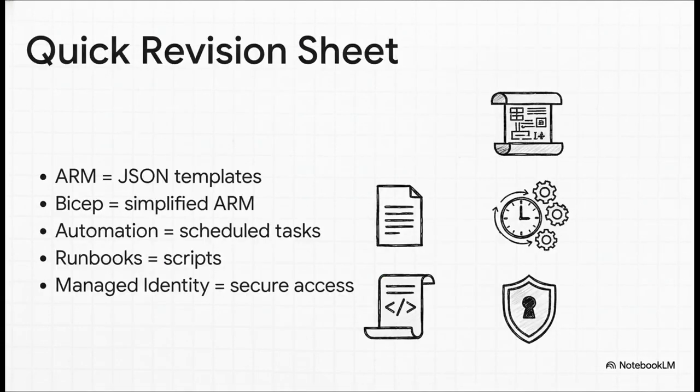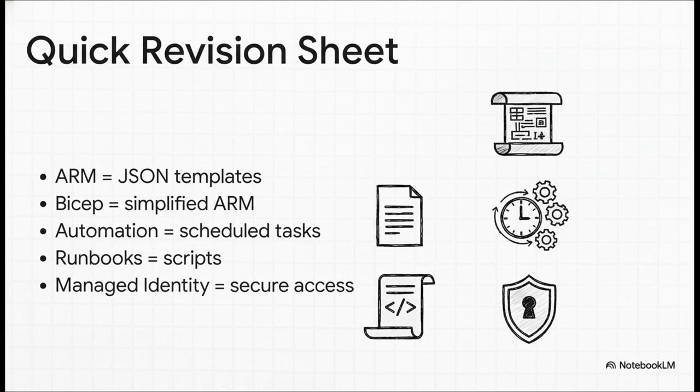Okay, if you remember nothing else, remember this. ARM is the original powerful JSON blueprint. Bicep is the simplified modern language we use to write it. Azure Automation is the scheduler for all your tasks. Runbooks are the actual scripts that do the work. And managed identity is the secure key that lets it all happen safely.